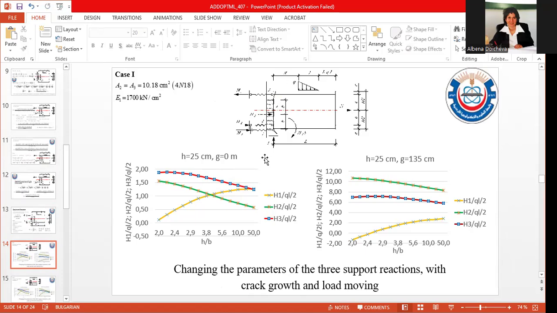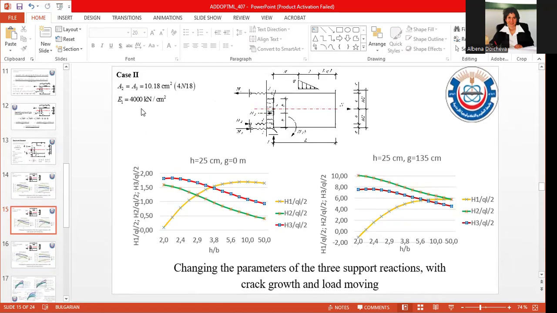Usually, H3 is smaller than H2, and that is possible to see on the second graph, where J is equal to 135 centimeters. We can see that H1 is bigger when the crack grows, and H2 and H3 decrease.